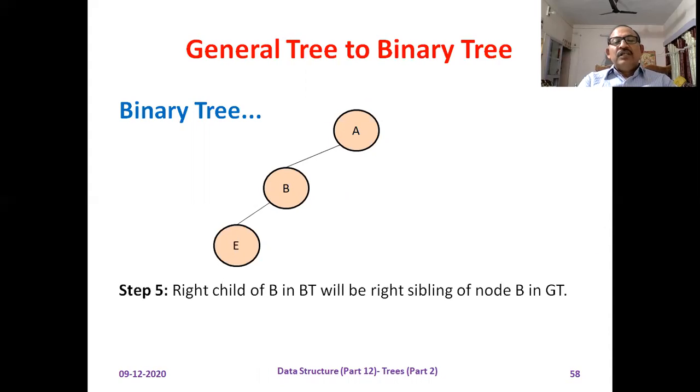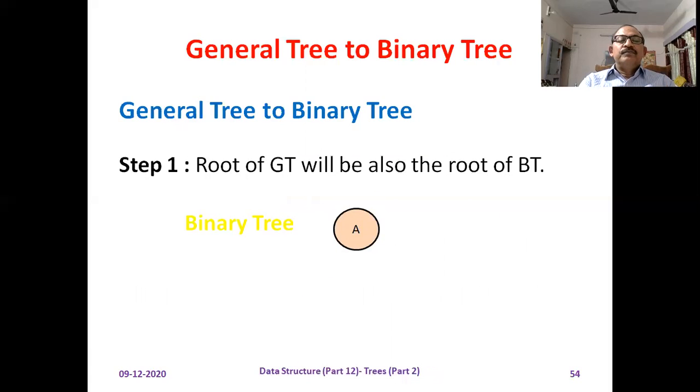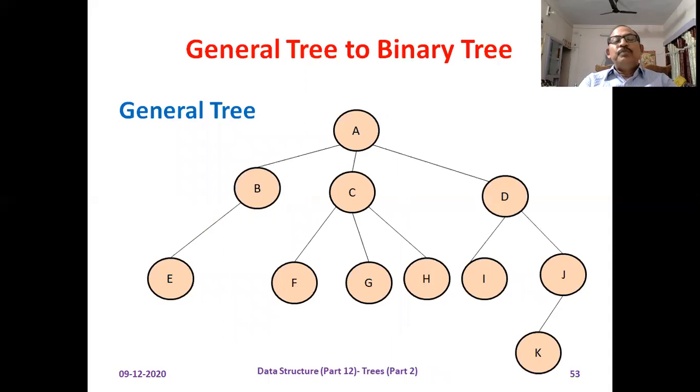Next, the right child of B in a binary tree will be the right sibling of node B in a general tree. Let us find out the right sibling of node B. What is the right sibling of node B? We can say the siblings of node B are C and D. The right sibling of node B is, we can say, C.